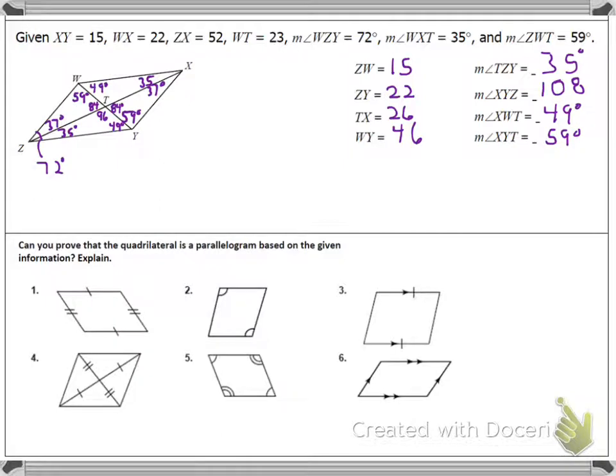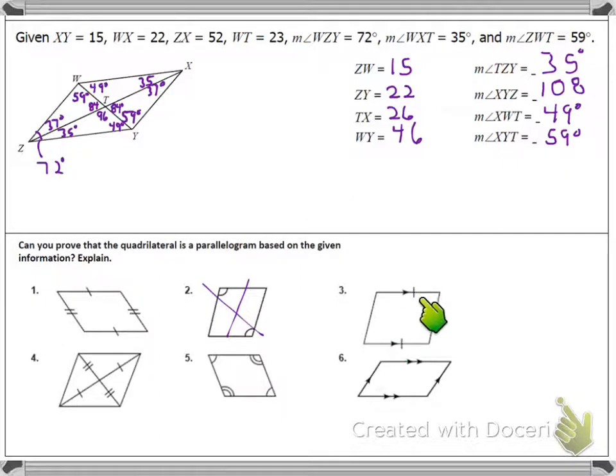So first reason on number 1, that's going to be that opposite sides are congruent. Now be careful not to say opposite sides are parallel. It's not marked as parallel, they're marked as congruent segments. Opposite sides congruent. Number 2, I have one set of opposite angles congruent, but that is not enough information. We would need more information. We are not going to be able to prove that is a parallelogram.